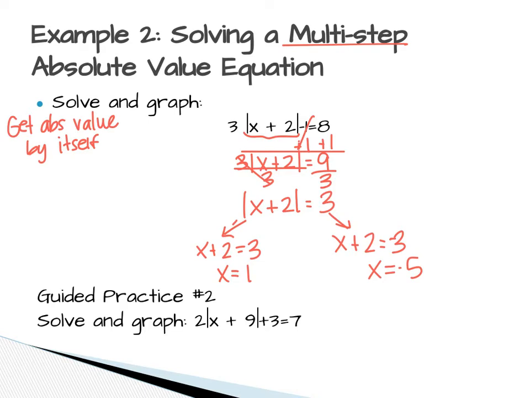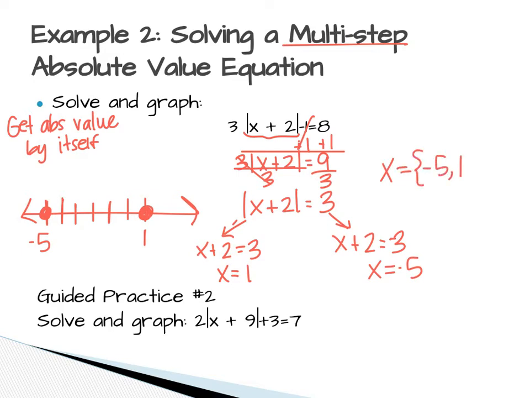It does say to graph, so you're going to put a point on negative 5 and 1, and that's your graph. Your solution set may look like this, negative 5 and 1. Not an ordered pair, but a solution set. So guided practice number 2.